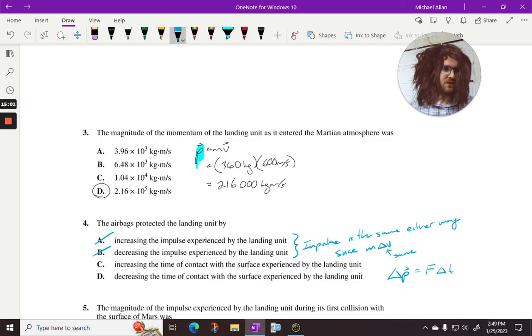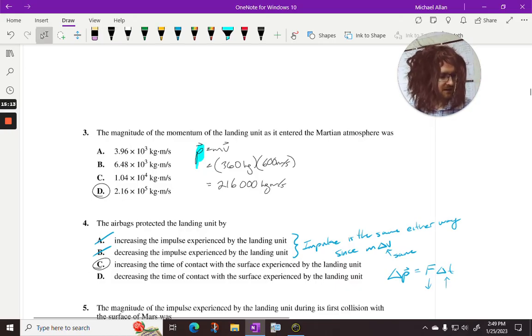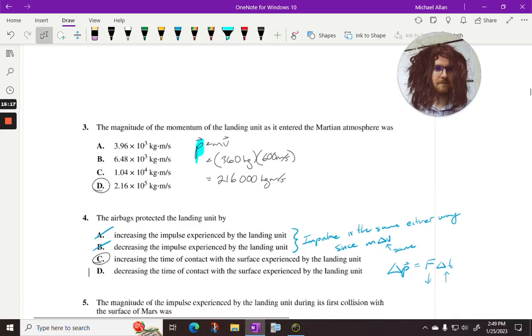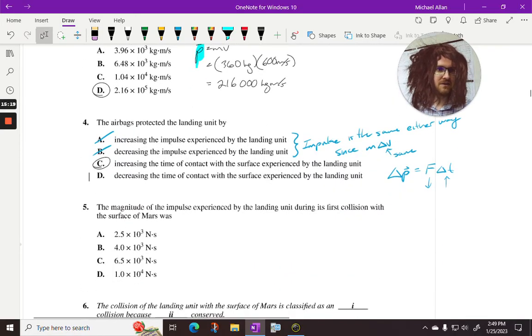What I want to try to do is reduce the force. So if my time goes up, my force has to go down, right? So I want to increase my time. That's the whole cushioning idea, where you want to cushion it and you want to increase the time as much as possible.